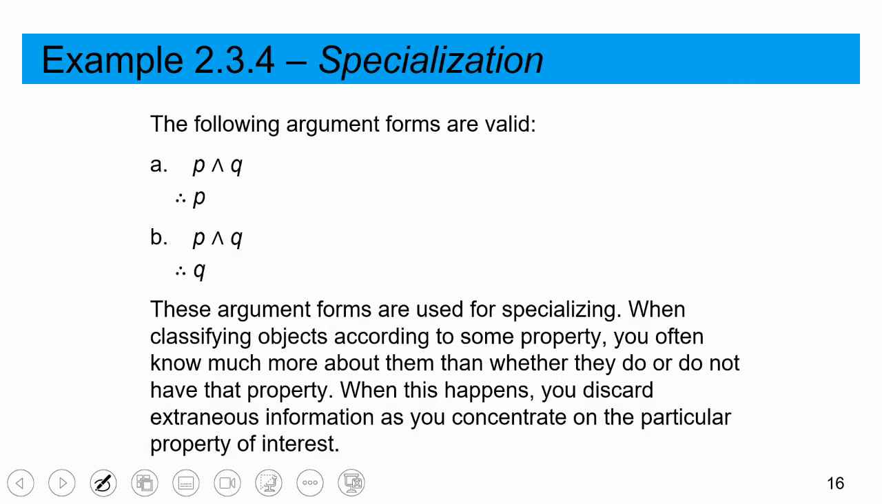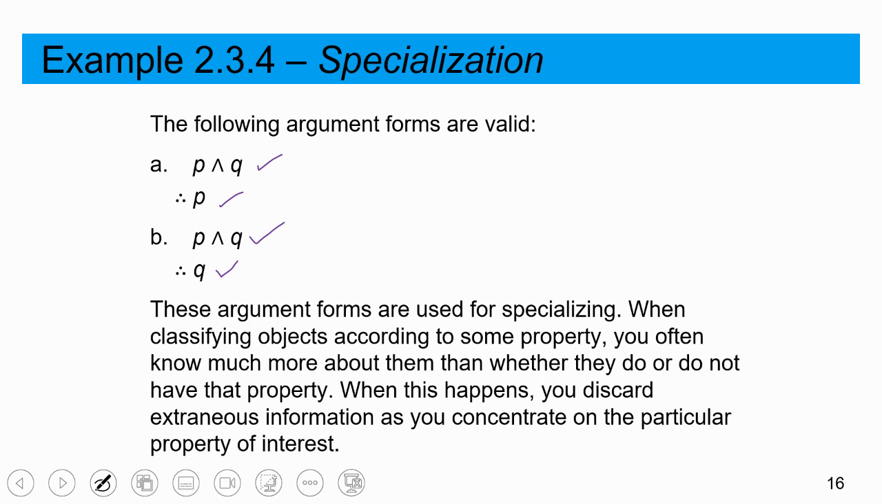All right, let's take a look at this. Suppose you know that P and Q are both true. P and Q. This is true. Then you can conclude that P is true. Seems obvious, right? If P and Q are true, you can also conclude that Q is true.